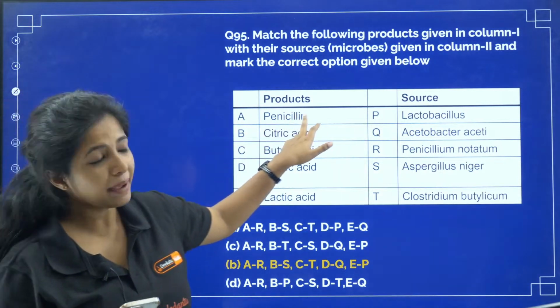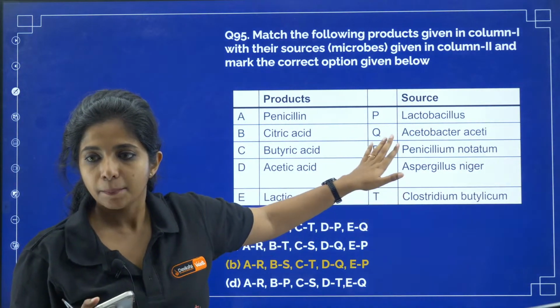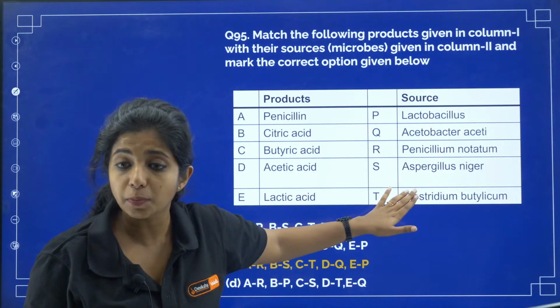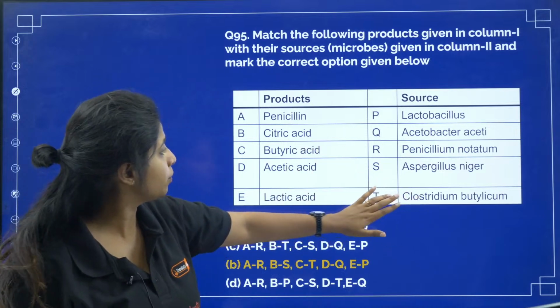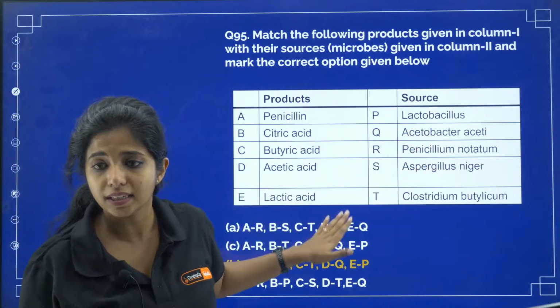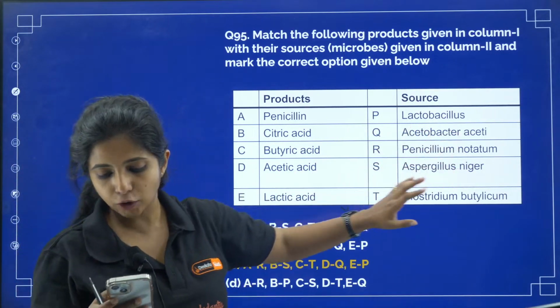Now, my dear children, penicillin, it is produced by what? Penicillium notatum. Citric acid produced by Aspergillus niger. Butyric acid by Clostridium butylicum. Acetic acid by Acetobacter aceti. And lactic acid by Lactobacillus.